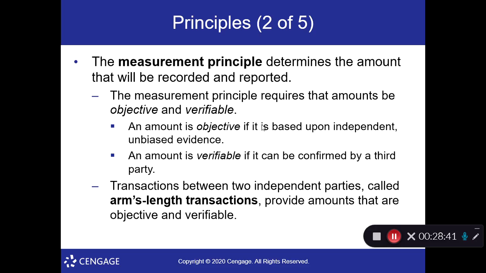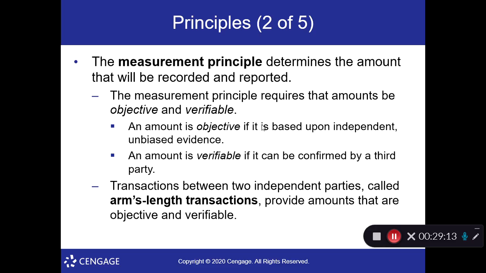Cash in an audited financial statement is probably held by an institution, right? Let's say they have a checking account at Wells Fargo. We can go to Wells Fargo and we can say, hey, Wells Fargo, did this company actually have $350,000 in cash on December 31st? And Wells Fargo can say, yes, they did. And now it's objective. It's based on independent evidence, independent in terms of the third party, Wells Fargo. And we've also verified it with them. So that's an example of the measurement principle.